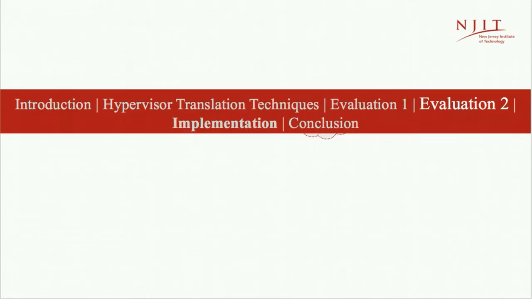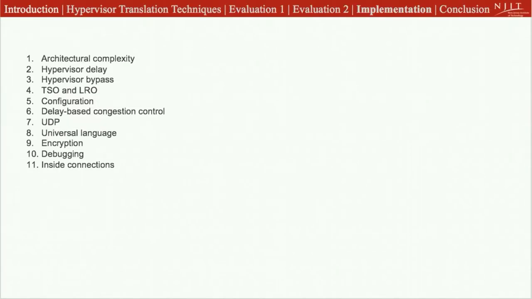Here we'll talk about implementation. Let's look at architectural issues that a VCC implementation needs to address in the hypervisor. Now there are a total of 11 issues given in the paper. Let's try to check them one by one.